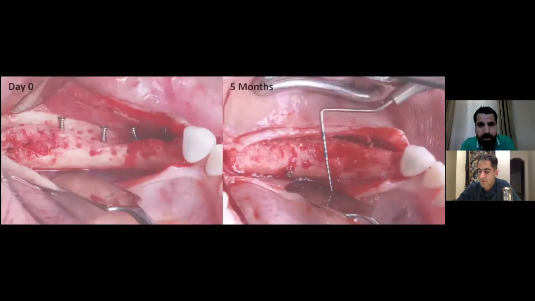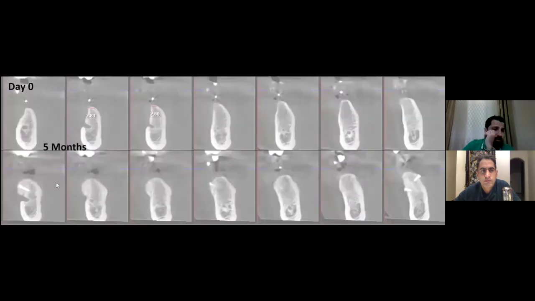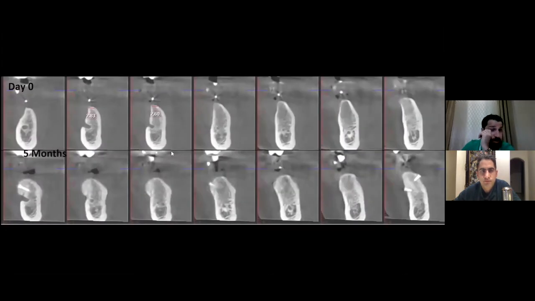Okay. So this is the re-entry at 5 months. We had almost 7 to 8 millimeter of ridge, which is really helpful to place our implants. So this is the bone grafting that we've done, and this is the result before and after.